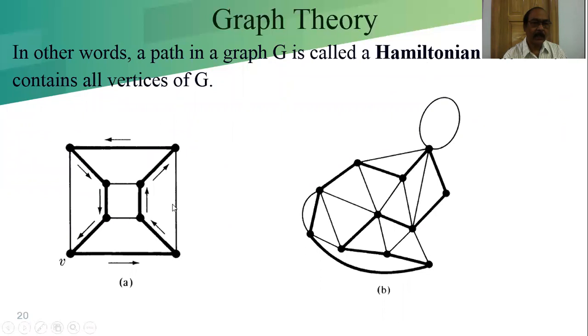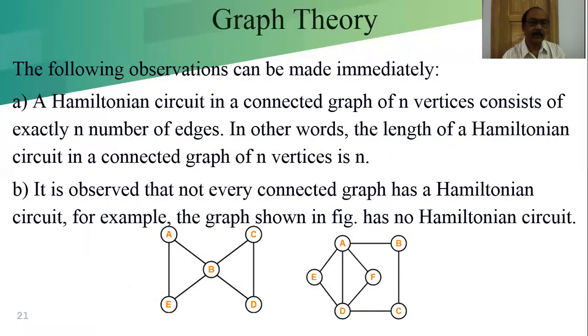See here. How many vertices are there? 4 and 4, 8. So how many edges are there? 1, 2, 3, 4, 5, 6, 7, 8. So as many vertices as there are, that many edges are in the Hamiltonian circuit. A path will be one less. One edge we are removing, that's why there is one edge less in the path.